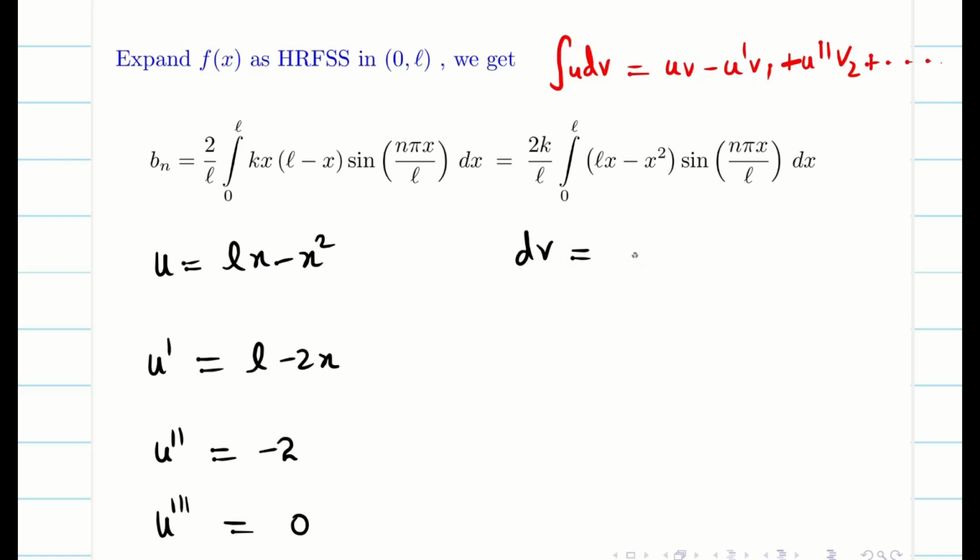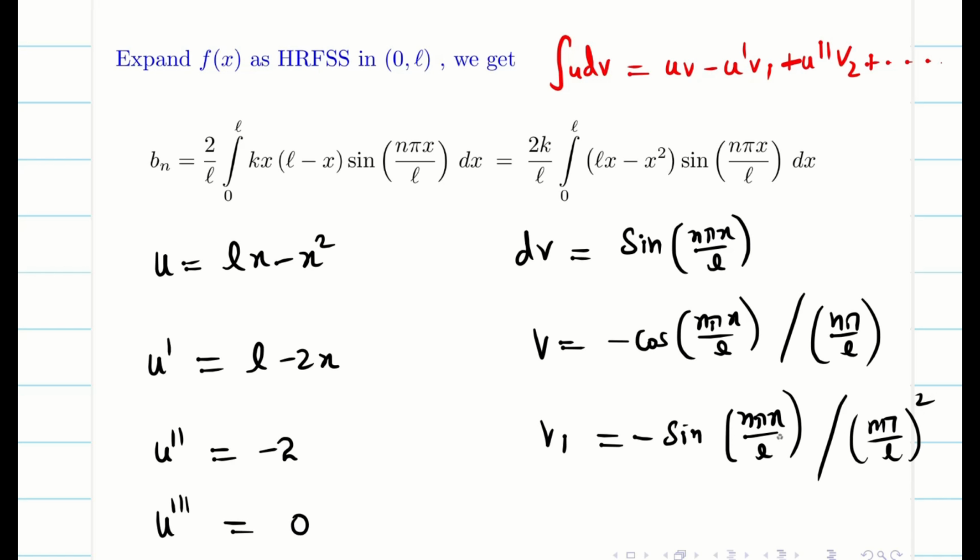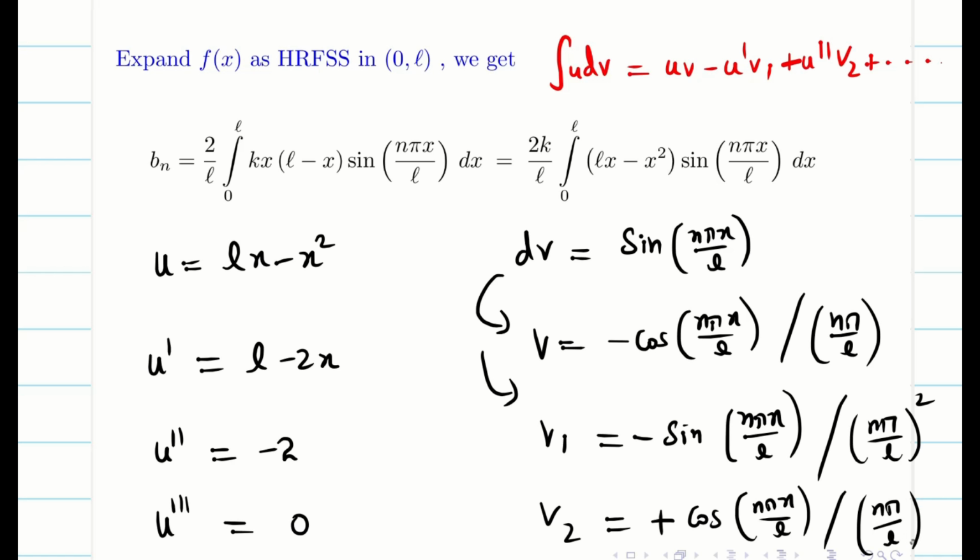Similarly, dv is equal to sin(n pi x by L). v is going to be minus cos(n pi x by L) divided by n pi by L. v1 is minus sin(n pi x by L) over (n pi by L) square. I'm integrating this. Do you understand? Then v2, the integration of sine is minus cos, minus into minus plus, so it is going to be cos(n pi x by L) divided by (n pi by L) whole cube. Now we have to map uv, u dash v1, u double dash v2, and all the remaining terms get 0.